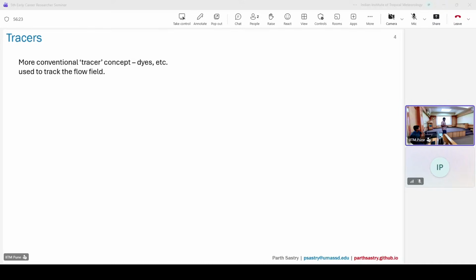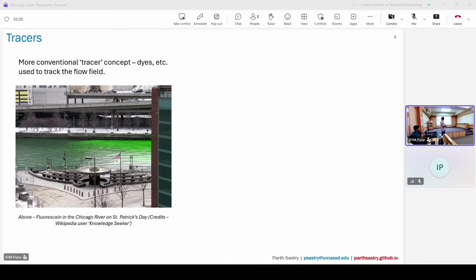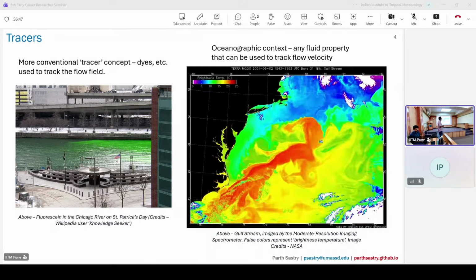Tracers, typically when you hear the word tracer, you're thinking of a dye, and that is something that you put in water that tracks the flow field of the water, that can look something like this. In the Chicago River, they pour green dye into the river to celebrate St. Patrick's Day. But in the oceanographic context, a tracer is really any fluid property that you can use to track the flow. It typically can be salinity or temperature. If you're looking at the physical variables, it can be oxygen, nitrate, phosphate, other biogeochemical tracers as well.